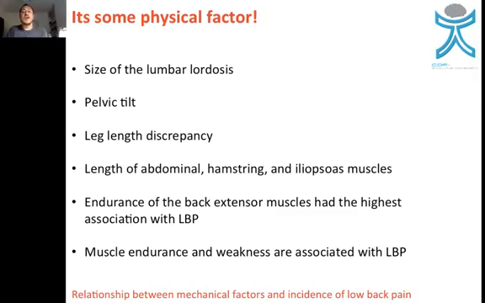So could some people be weaker through disuse? Potentially. Could they be weaker through pain inhibition? Potentially. Certainly we don't see pain in endurance as something that needs to change or something that is prospectively linked to lower back pain. But these physical factors we see here, such as the lumbar lordosis, the pelvic tilt, the leg length discrepancy, etc., they're just not linked in.